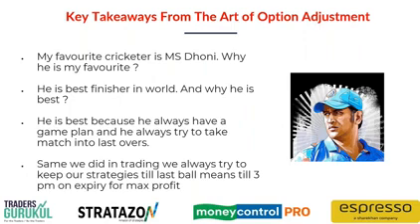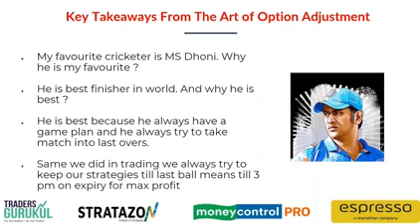So this is an example of Mahendra Singh Dhoni. This is something you can correlate with your trading style. My favorite cricketer is MS Dhoni. Why is he my favorite? He's the best finisher in the world. Everyone knows, nothing new in this. But why is he the best? This is the question. He's the best because he always has a game plan and he always tries to take the match into the last overs.